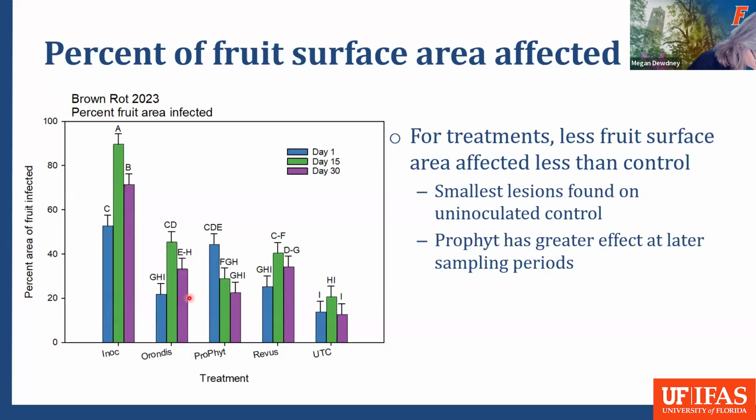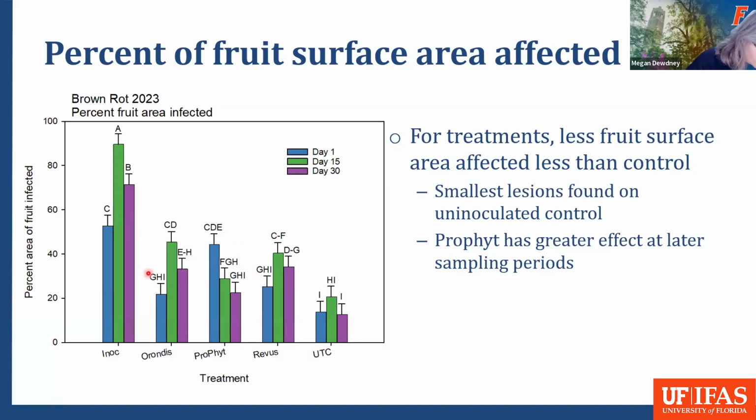And then Verantis again and Revus were holding the disease back on the first day, a little bit less on the second day, but still having quite a significant drop compared to the untreated control. And then Prophyte had the same pattern as before. We see less disease severity, or less of the fruit affected, with time.